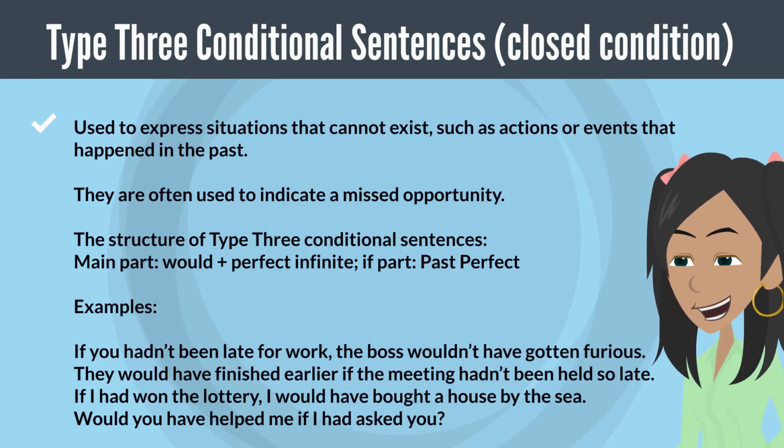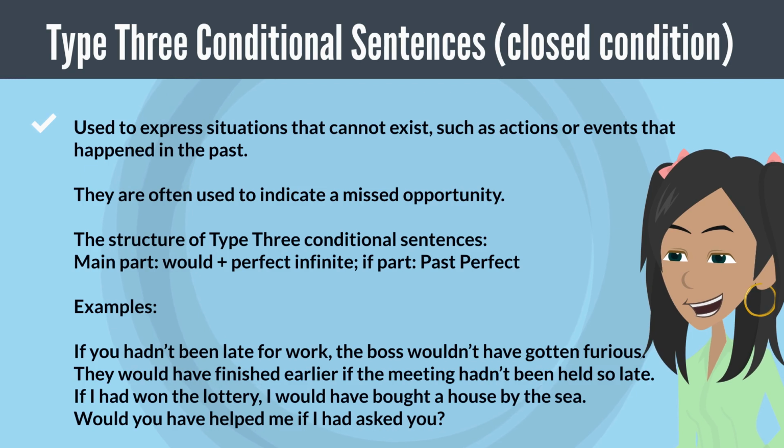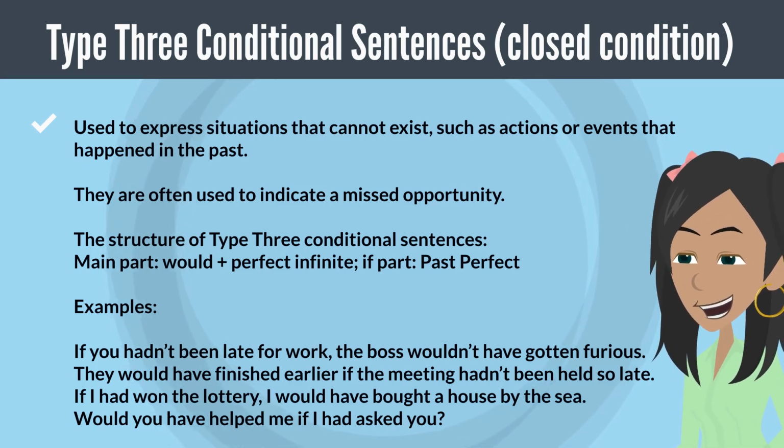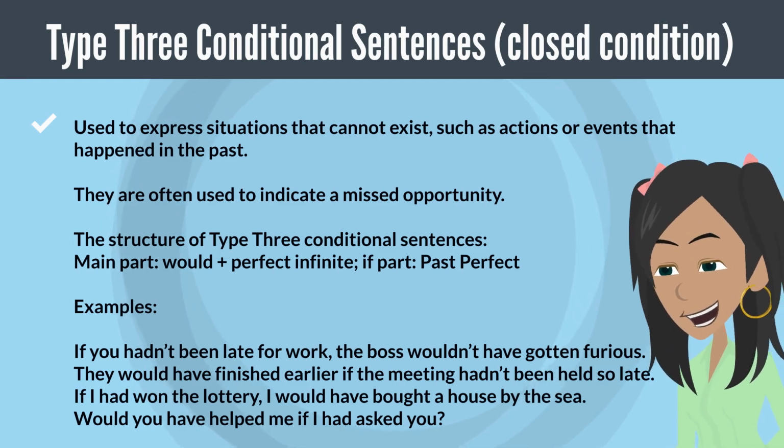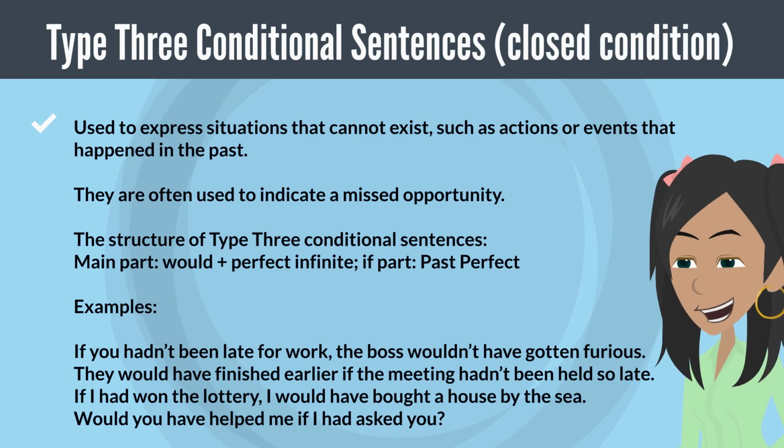Type 3 conditional sentences. Closed condition. Type 3 conditional sentences are used to express situations that cannot exist, such as actions or events that happened in the past. They are often used to indicate a missed opportunity.